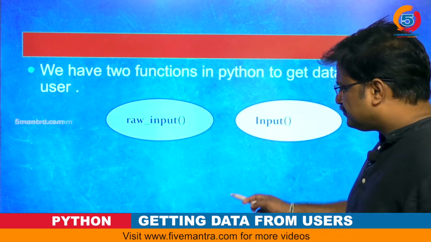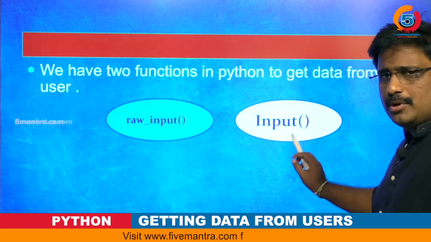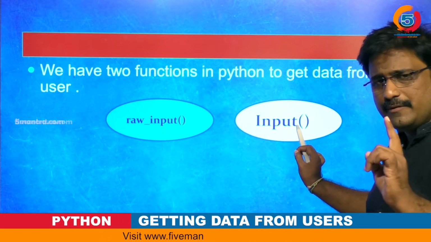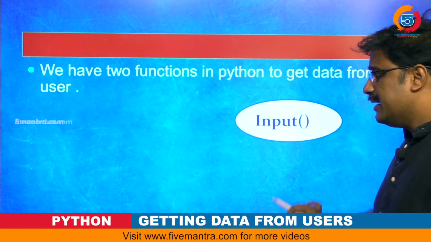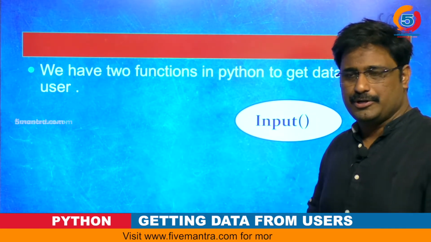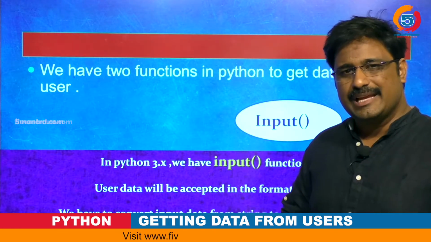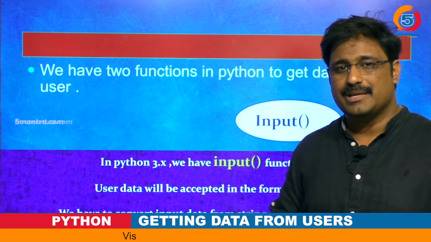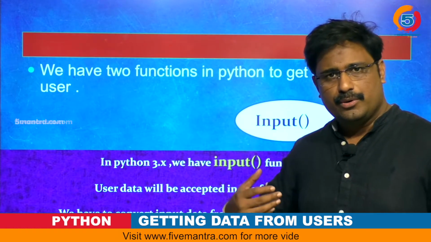This is very important: you have to concentrate only on the input function. There is only one input function. That input function accepts the data in string format, and raw_input is deprecated in 3.0. That you have to remember. Whenever you want to use the input function, how to use it is important. So you have to know the syntax, which I will go into.